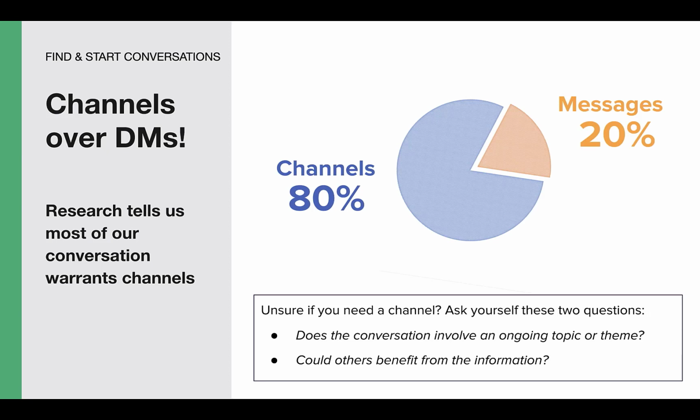If you're ever wondering where to communicate, a good rule of thumb is channels over DMs, and our research at Slack backs this up. About 80% of conversations that we're having in the context of work have some future value. By using channels, you dramatically increase Slack's usefulness by building a knowledge repository that unlocks the power of Slack.